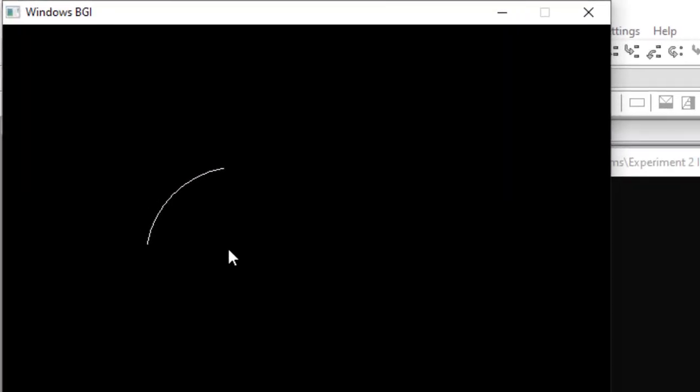Okay, so in this way that arc will get generated. Consider this will be the center of that arc. Okay, now it will create the first angle with the x-axis of 100, and after that it will create a second angle of 170. Okay, so in this way we are going to generate an arc.